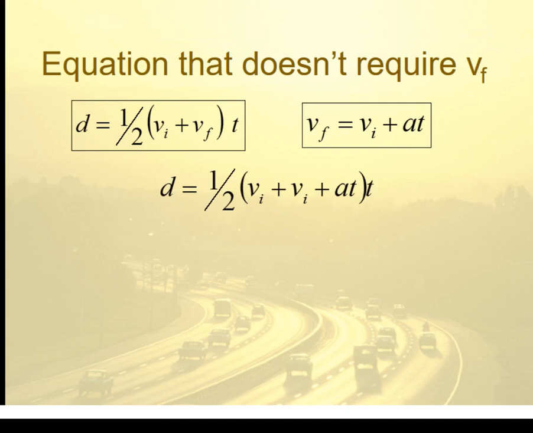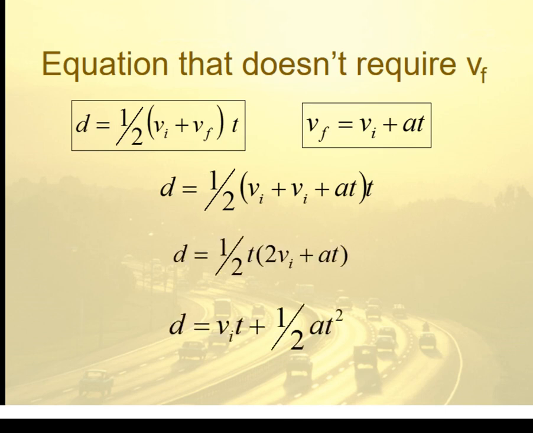Well, what if we solved for the vf, and then we put the vf into the first equation, so we no longer had a vf? Then we get something that looks like this: d equals vi t plus 1/2 a t squared. And that is our go-to equation for displacement. If the beginning velocity happens to be 0, then this term can drop out.